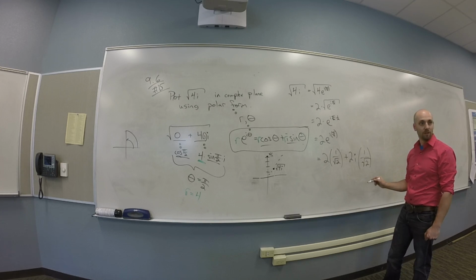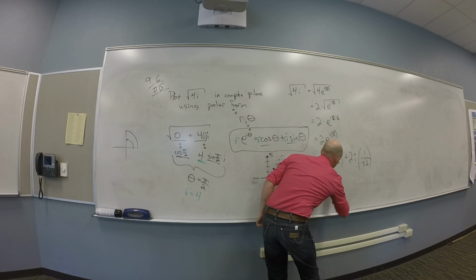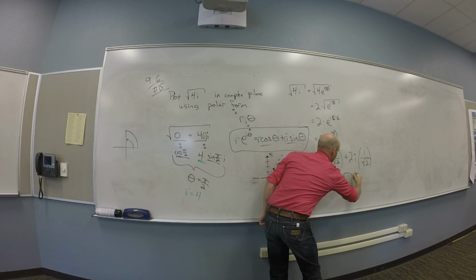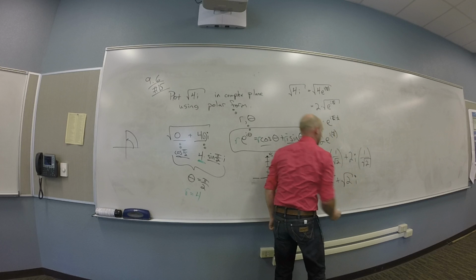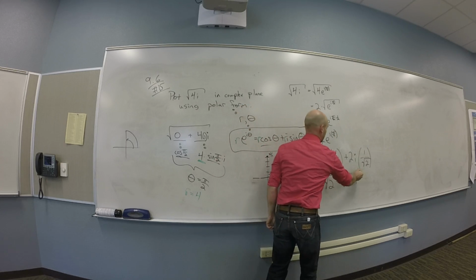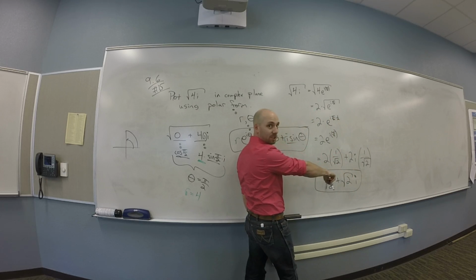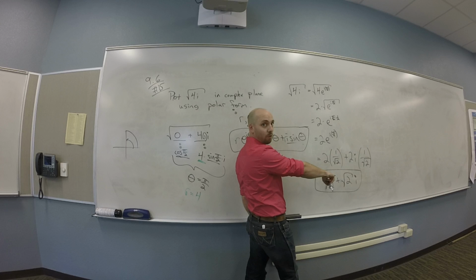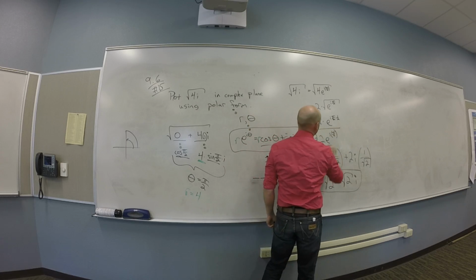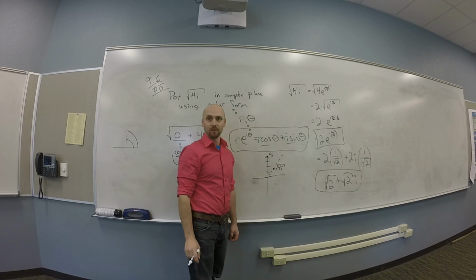You see that? So that's square root of 2 plus the square root of 2 i. So this is the answer written in algebraic form. This is the answer written in polar form, and this is the answer drawn on a picture.